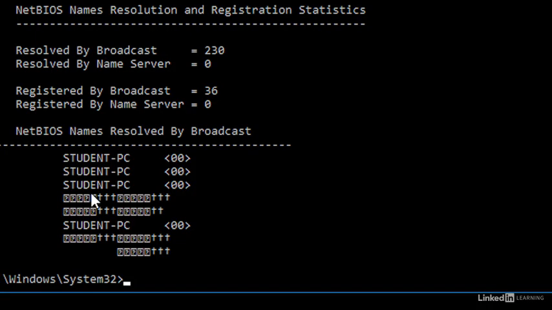Also, if you take a look on this nbtstat -r, you'll see all these resolved by broadcast, which is what we should see, but then you see resolved by name server. In this case, it's 0. Now you'd say, well, okay, name server, maybe they mean DNS. They don't. They're actually talking about an ancient naming service called WINS, which I'm not even going to get into anymore. So we should only see things resolved and registered by broadcast and never, ever, ever by server.